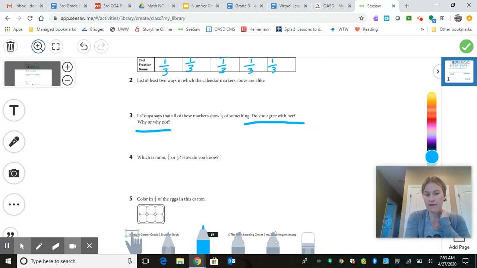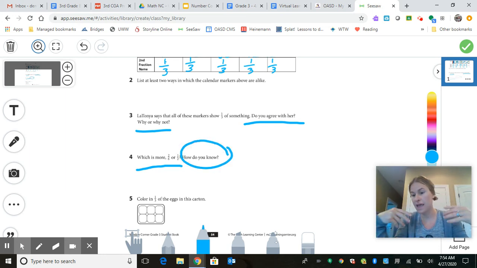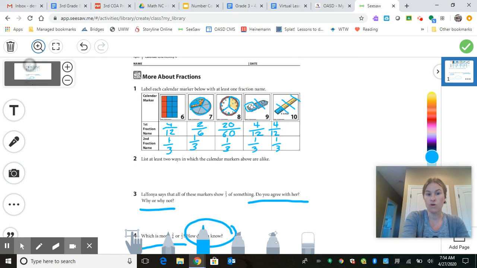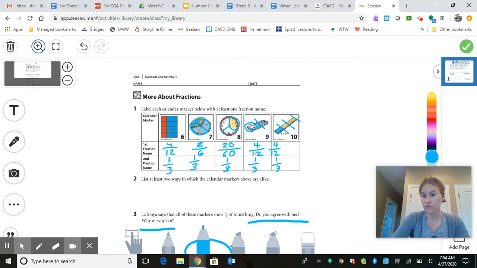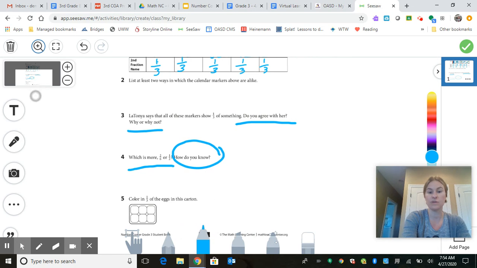Then even more comparing, which is more, 2/6 or 1/4? How do you know? You don't just say 2/6 is more than a half or a half is more than 2/6. Done. How do you know? I know because of this. Show your work. Maybe give an example. Go back to the chart again. Look at how you can show fractions. You could show it on a ruler, on a pizza, on a dozen eggs, on an array. So make sure you're proving it.